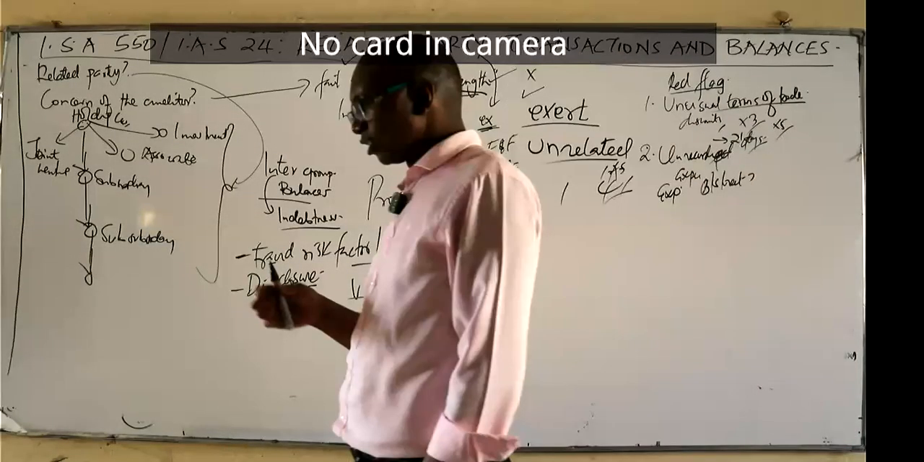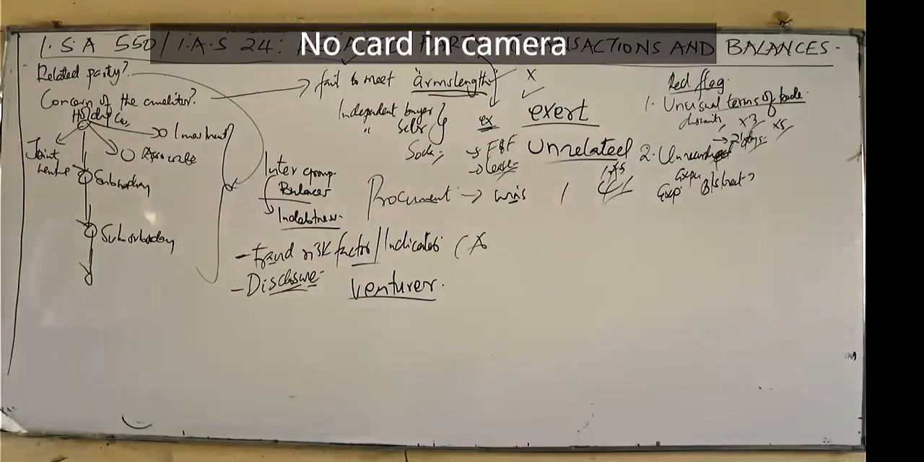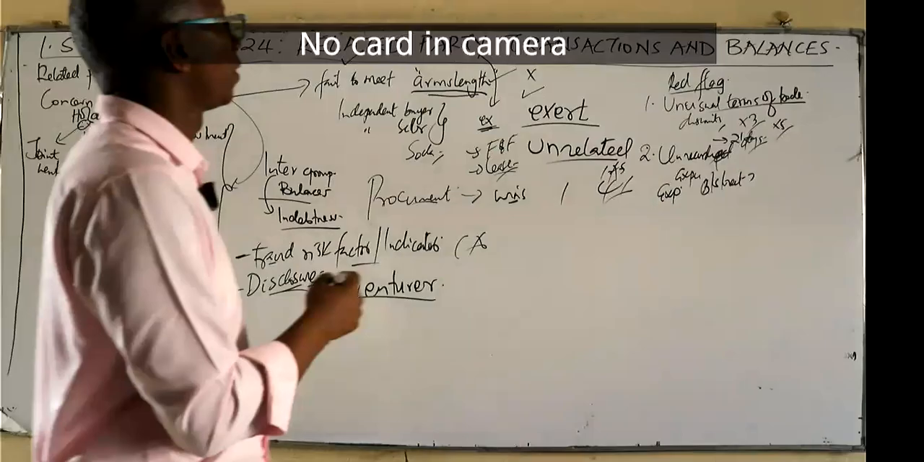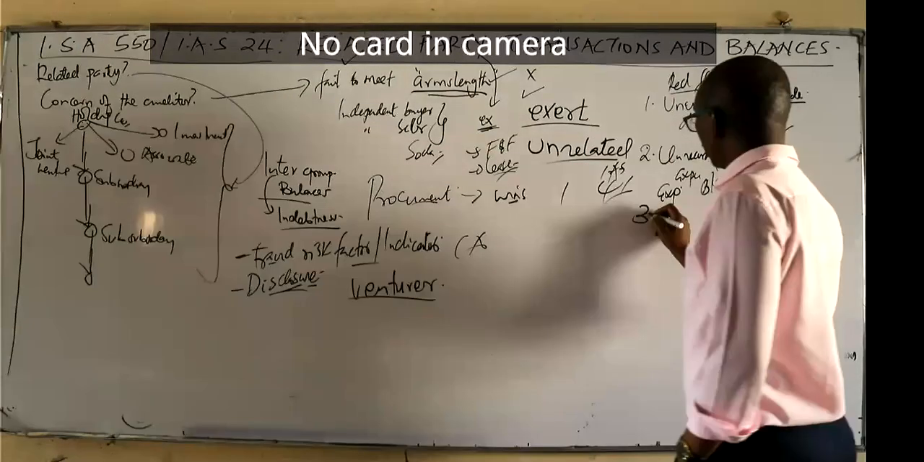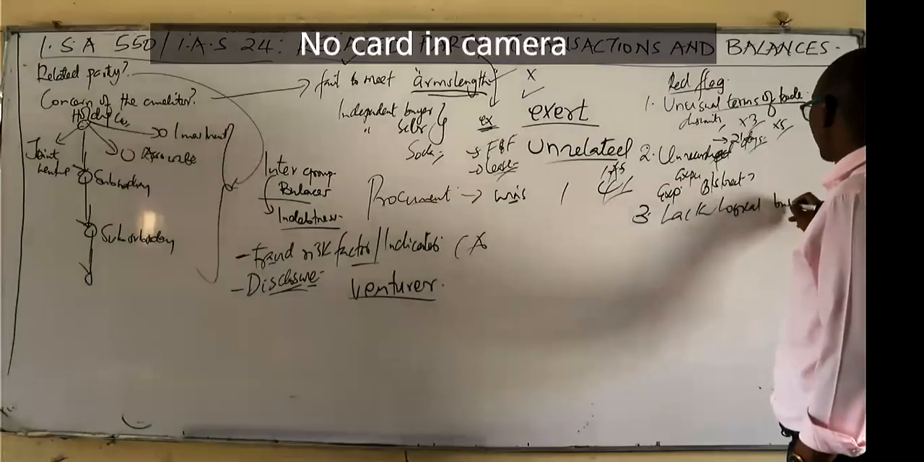So: transactions with unusual terms of trade, transactions which are not being recorded, transactions which lack logical business reason. There are some transactions which lack logical business reason.